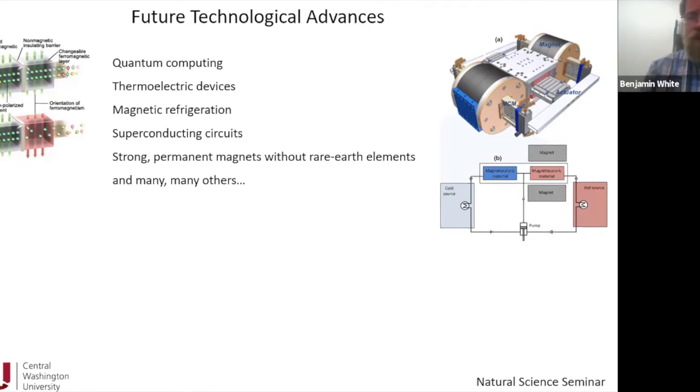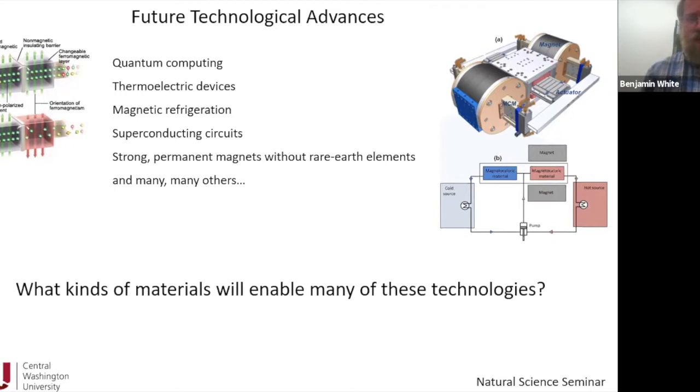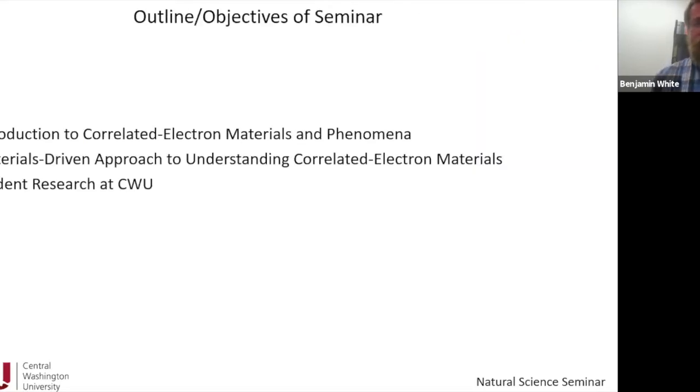So what sorts of materials might enable some of these technologies? Well, broadly speaking, a lot of them we're going to call correlated electron materials. And in this talk, I've got a relatively simple outline and set of objectives. I want to start off by giving a big picture, broad overview of what we mean by correlated electron materials and the properties or phenomena they exhibit.